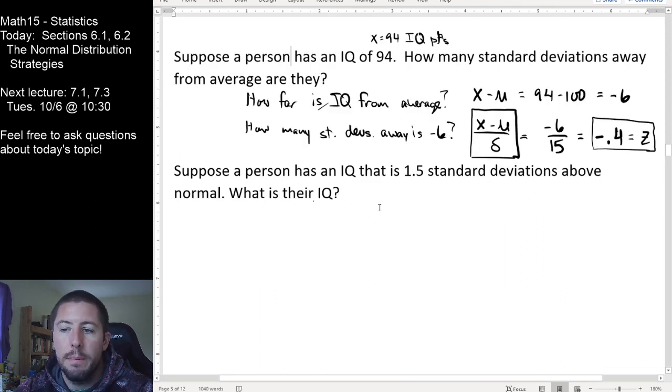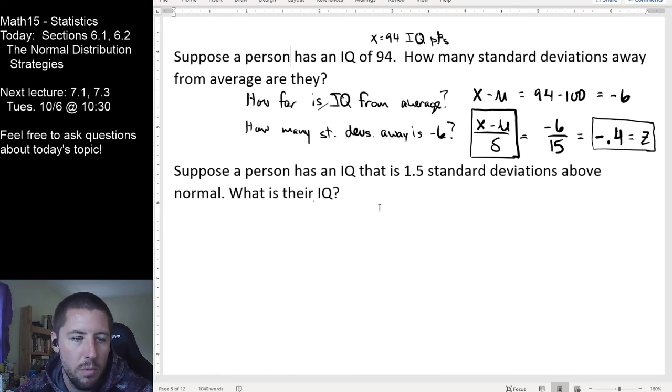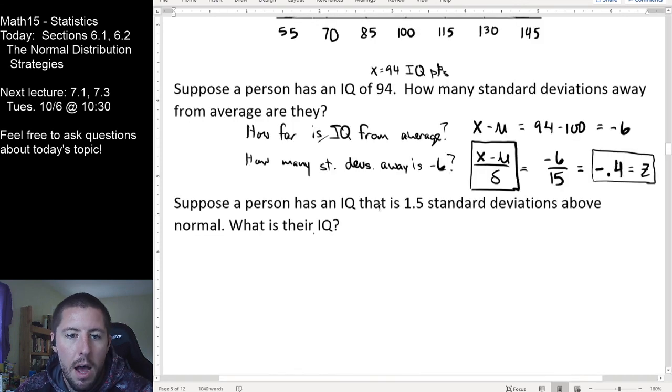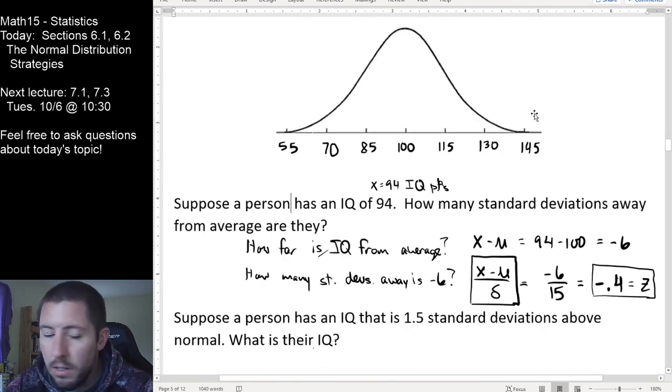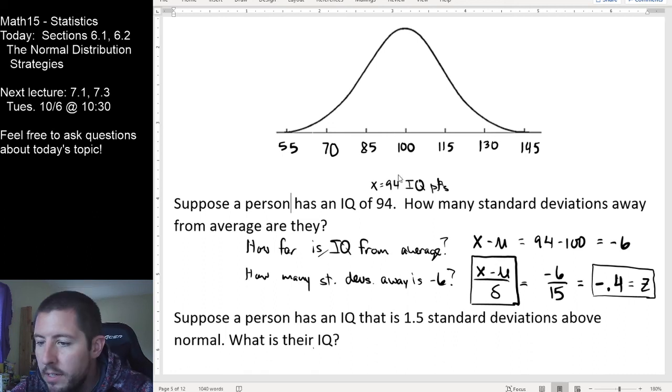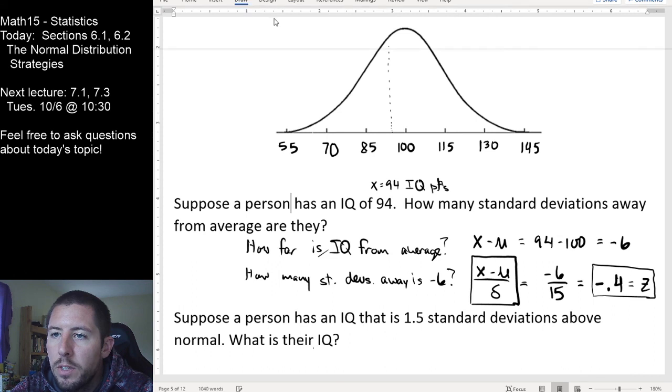Now we're going to say, suppose a person has an IQ that is 1.5 standard deviations above normal. What is their IQ? And by the way, what a responsible professor would have done is draw these things in a diagram, right? If I'm thinking 94, I can see that 94 is right there. There's my 94 location. I was just barely below average right there. We can see certainly not even a half of a standard deviation.